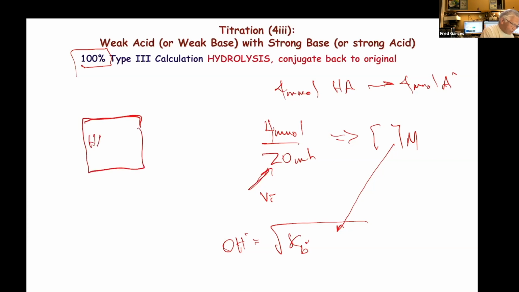All your acid is now the base. And that's just a weak base problem. That's just a weak base problem. Okay, it's hydrolysis. So let me show you that calculation real quick.